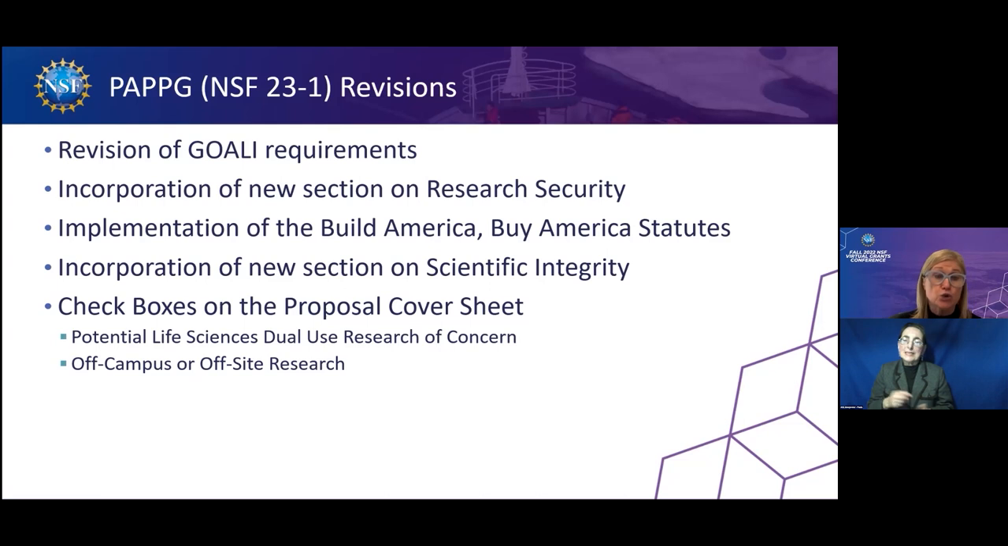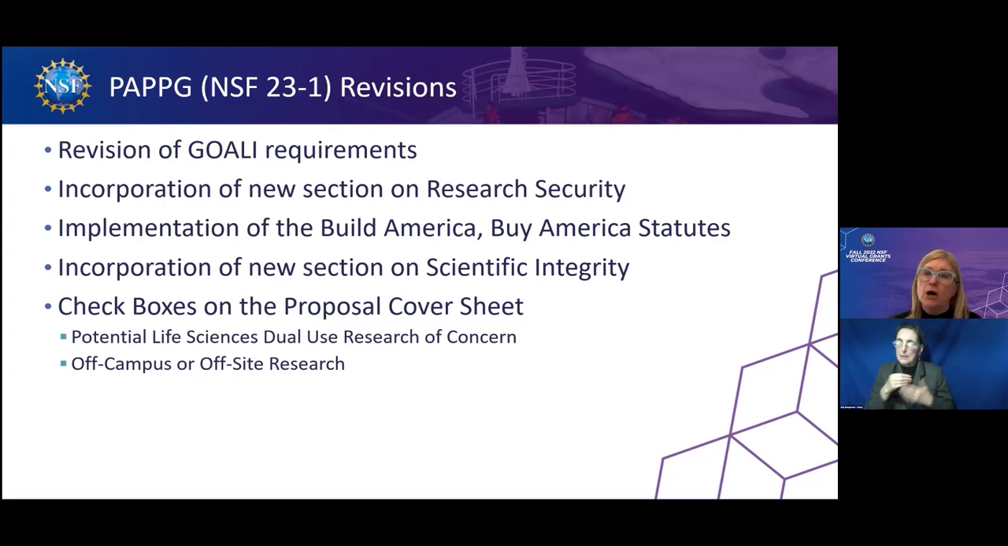Another change has to do with the implementation of Build America, Buy America and the Made in America statutes. This is a federal-wide requirement that was already implemented by NSF. It was required by the entire federal government to implement by May 14th. So while there is coverage in the PAP guide, we had already issued new terms and conditions that incorporated the Build America, Buy America requirements.